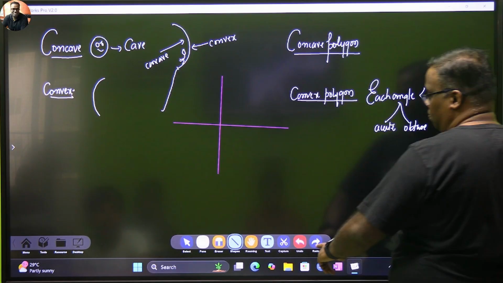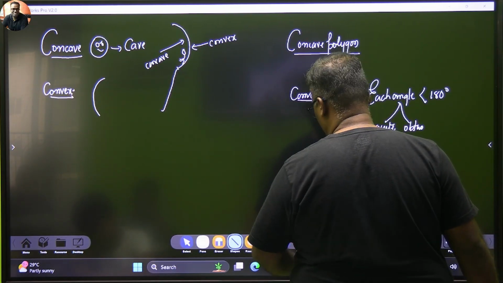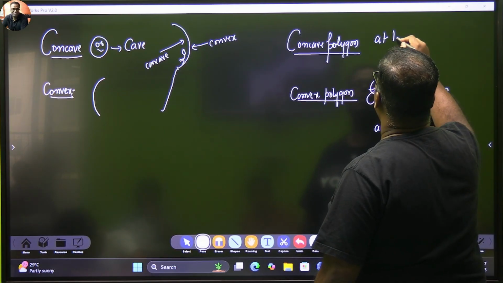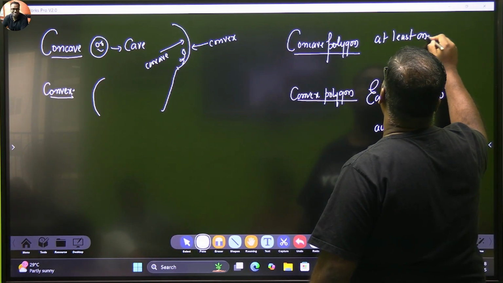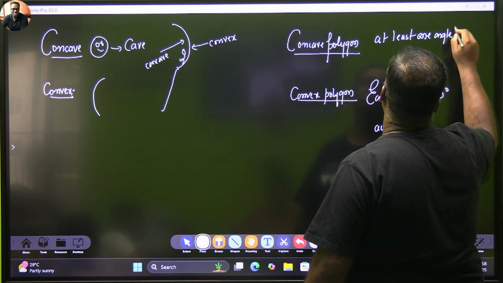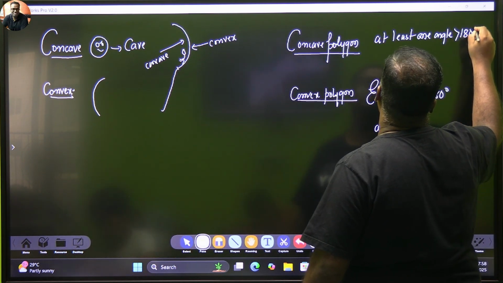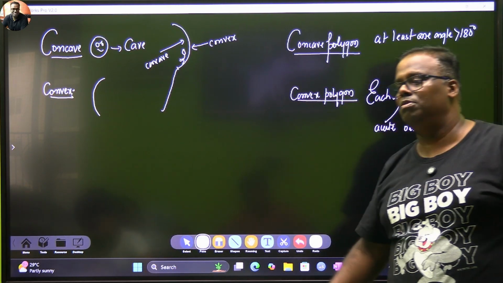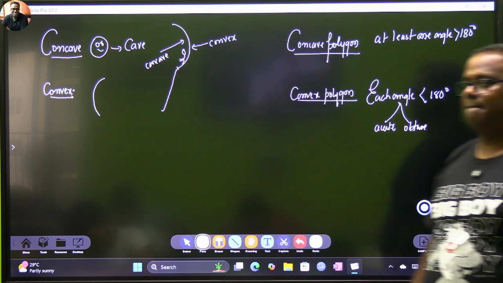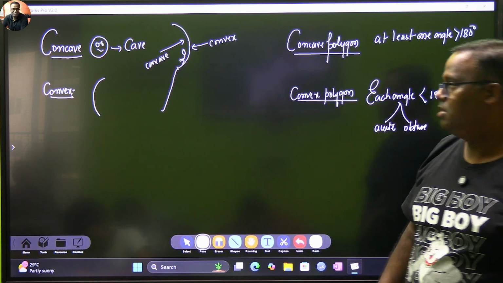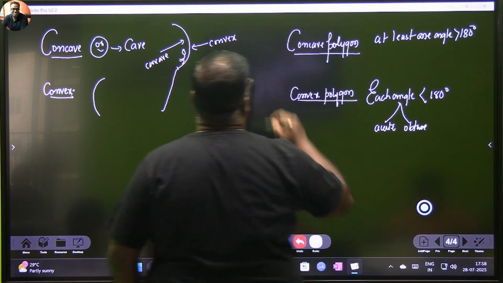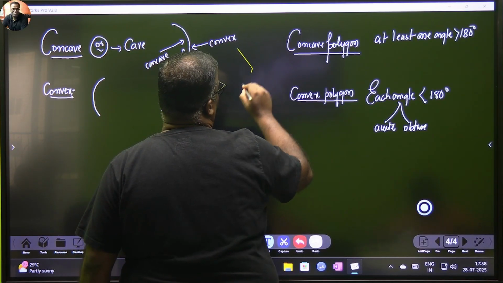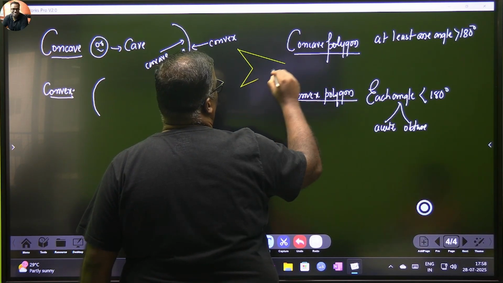Now in the case of this particular fellow, what is this fellow's name? Concave. At least one angle should be greater than 180 degree. Then only that concave figure will be formed. That cave-in thing will be formed. So just see, I'm just trying to draw one figure. You will automatically answer. You will be able to understand. Look, is this a polygon?